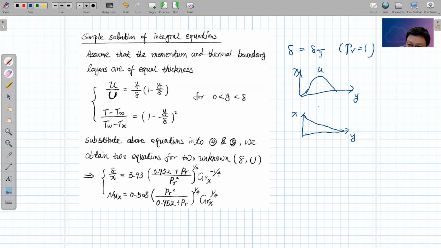So this is T minus T infinity over T1 minus T infinity, and this is u over U. These are only valid for y between 0 and delta. When y is larger than delta, u becomes 0 and T becomes T infinity. You substitute these profiles, u and T minus T infinity, or Tw minus T infinity, into these two momentum equations, 4 and 5.